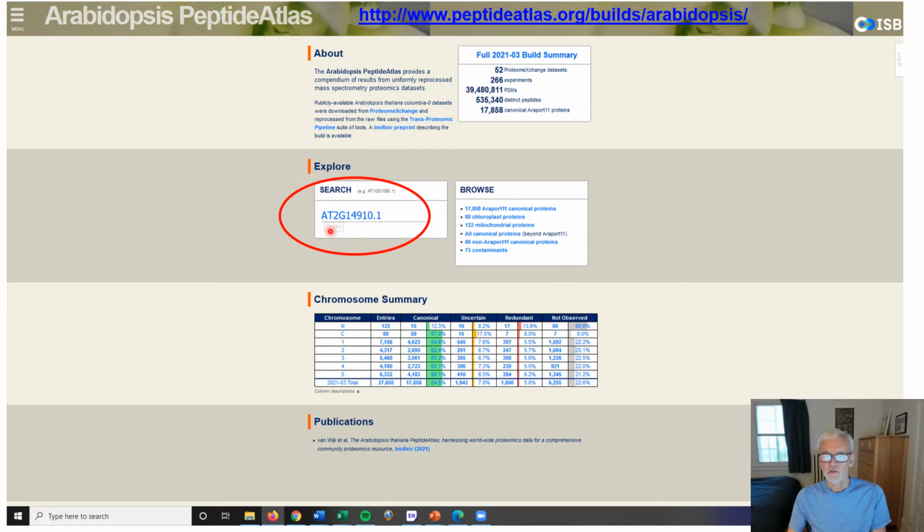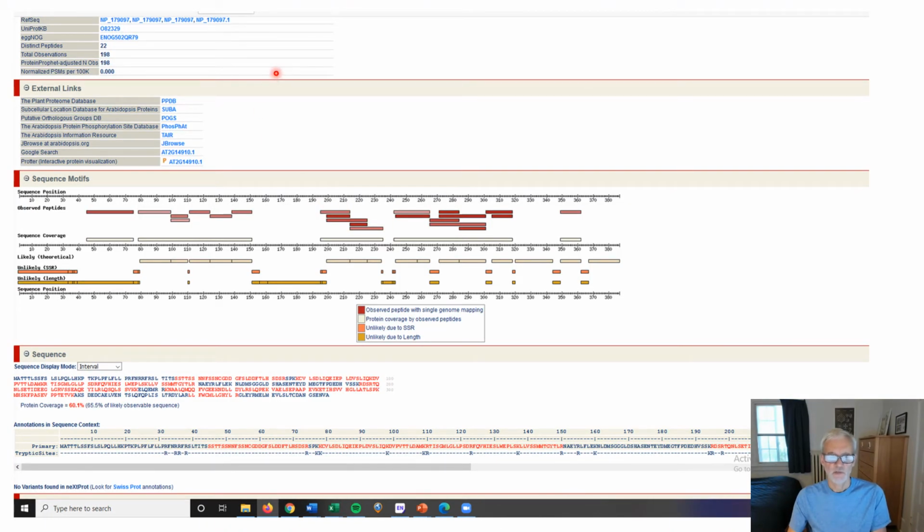Another way to explore this database is to type in a particular protein ID, just this one here. When you click them, you see a number of pages. You can first see that for this protein, the PeptideAtlas identified 22 peptides, and there are 198 observations. You can link out to other databases, and here you see the peptides that are matched on the primary sequence, and here you see a different view of that. You can see at the N-terminal region there are no peptides that were matched, suggesting it's probably a cleavable signal peptide.